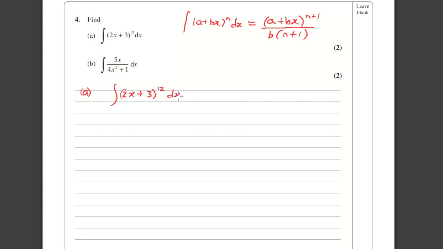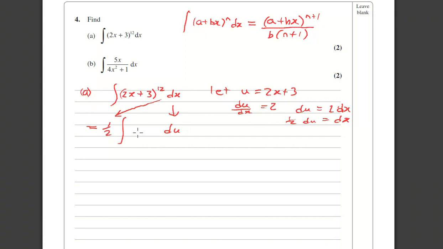We've got 2x plus 3 to the power of 12 dx. Let's let u equal 2x plus 3. Then du by dx is 2, or in other words, du is swappable with 2 dx. But another way of looking at that is a half du is dx, yeah? I like looking at it like that, because then when I've got a dx, I can trade that for a half du, so the dx has become a half du, and then I've got u to the power of 12.